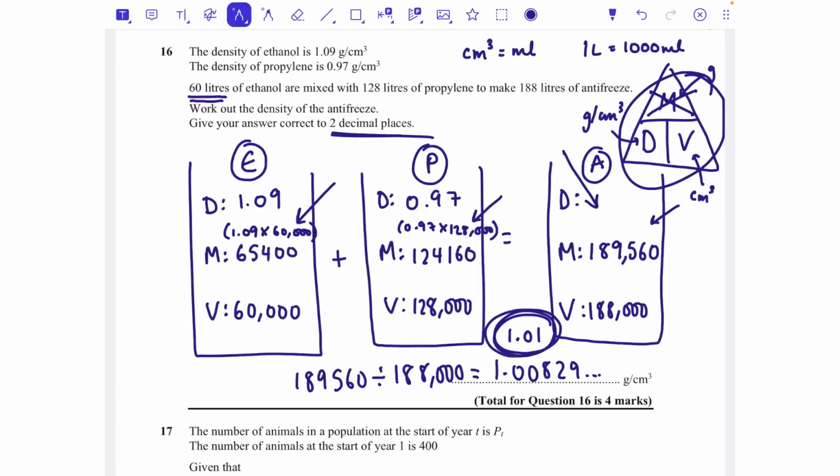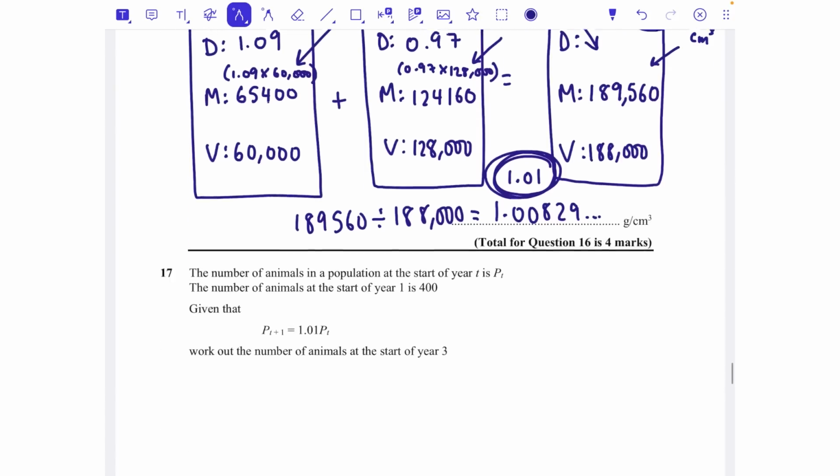Now it is worth saying that if you hadn't converted into centimetres cubed, it would still have worked. But I'm going to encourage you always to make your units match, always think about these things properly and make sure your units are aligned.